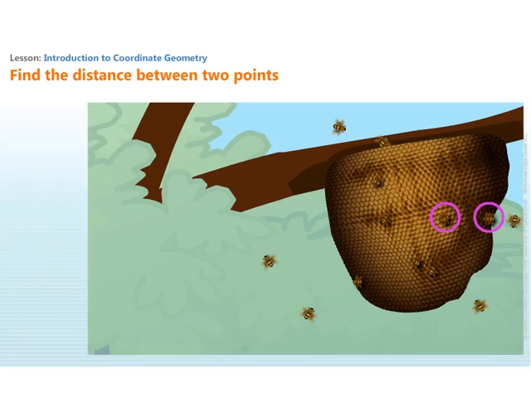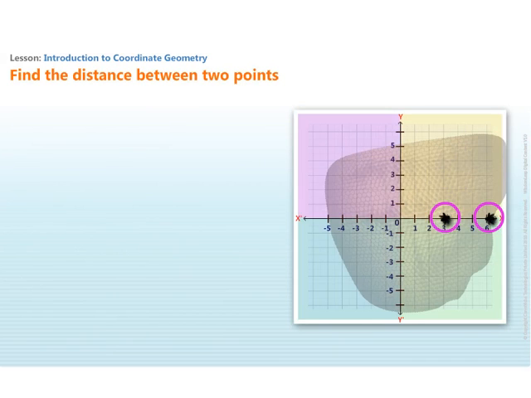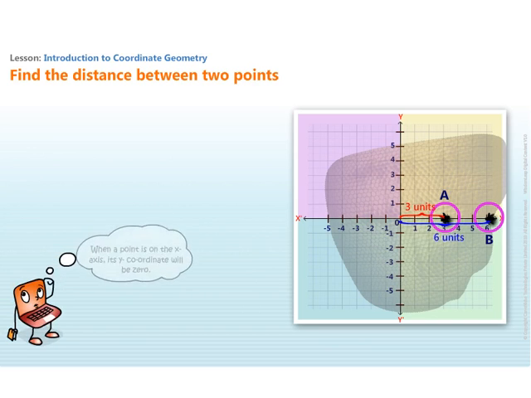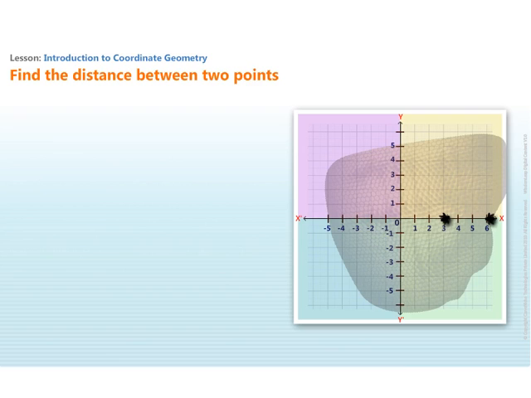Two worker bees, D and Lee, are at work in their beehives. If the coordinate axis is drawn at a point, then the bees are at positions A and B in the beehive. Their distances from the origin are OA equal to 3 units and OB equal to 6 units. When a point is on the x-axis, its y-coordinate will be 0.